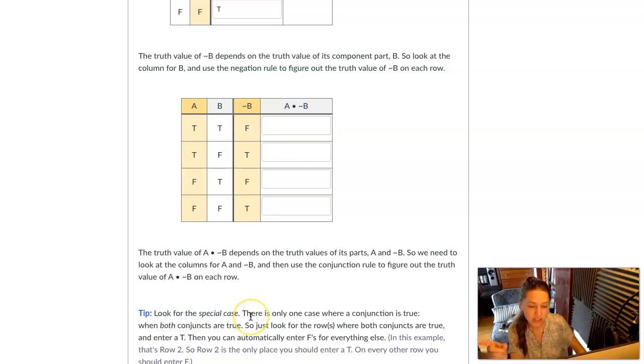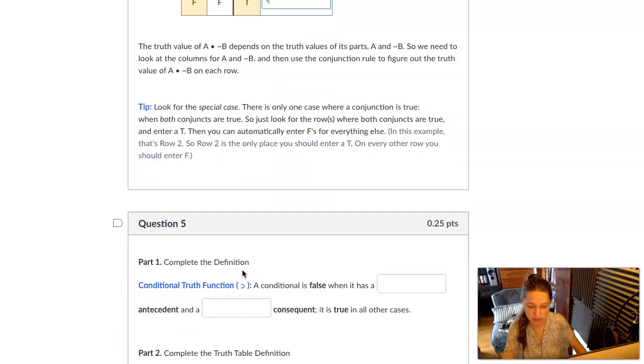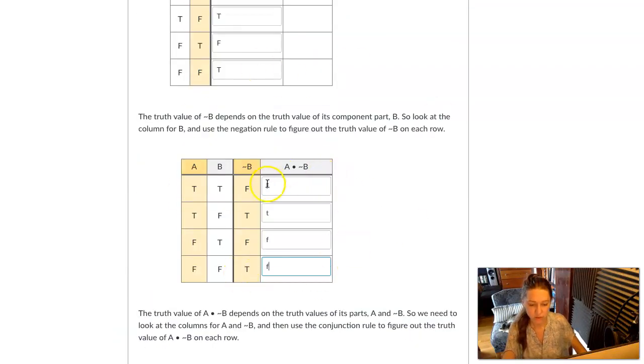There's only one case where a conjunction is true, when both parts are true. Every other case it's false. So let's look through the columns for its two parts and look for the case where it's both true. There may be more than one, and it's not always the top one, so we've got to find it, right? Row 2 is where they're both true. Are there any other rows where they're both true? No. So now that I filled in the one case we know is true, the rest are F. And when we scroll down, oh, I guess we're done with this one. So that is the final complete table.